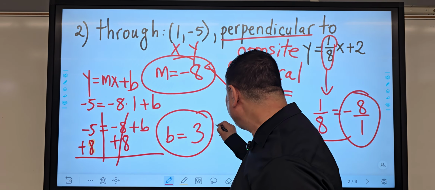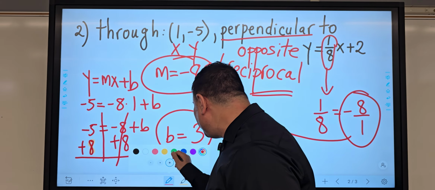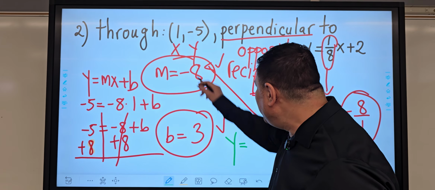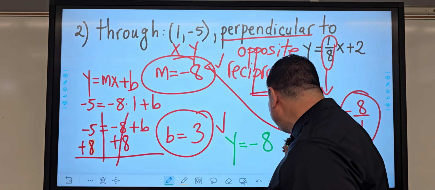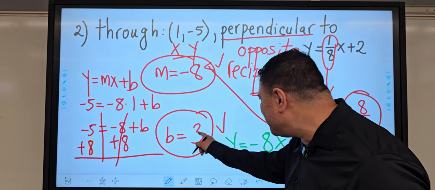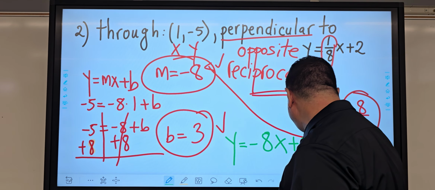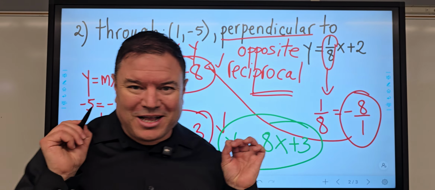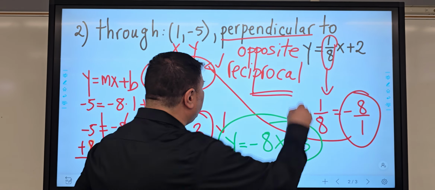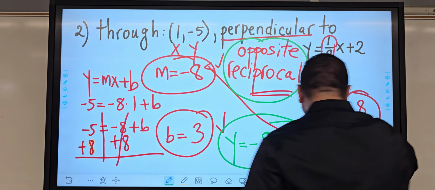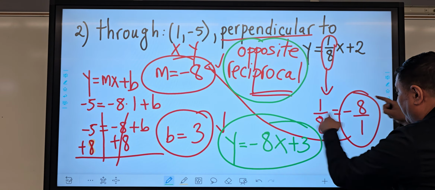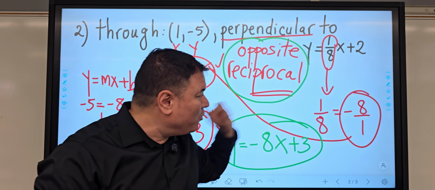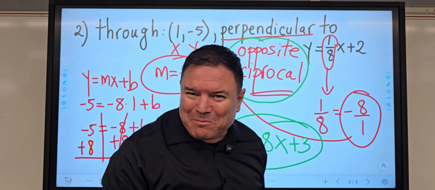We got the b, we have the m, and now we are ready to write our equation. y equals m, which is -8. Remember, keep the x, and the b in this case is +3, and we are done. Okay, -8x plus 3. Don't forget this one here, opposite reciprocal. We have to do the opposite, positive becomes a negative, and reciprocal. Very important. After we steal the slope, we have to do the opposite reciprocal.